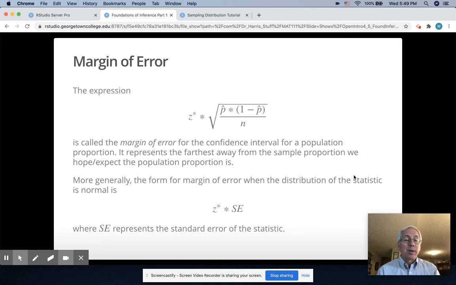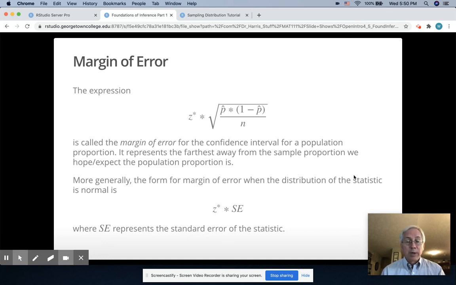One more thing I want to talk about before we do another example. That's the expression margin of error. We'll say more about this in class and maybe when we get to chapter 6 as well. But this expression, z star times the square root of p hat times 1 minus p hat over n, is our expression for margin of error when we're talking about finding a confidence interval for a single population proportion.